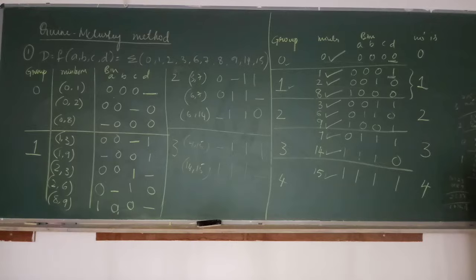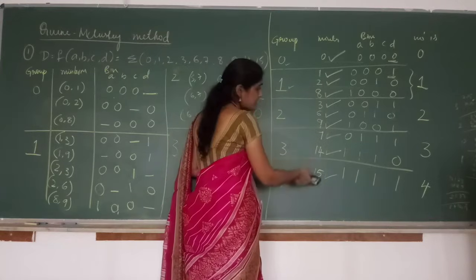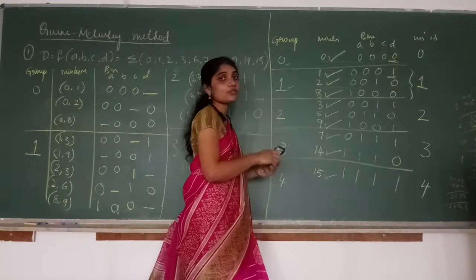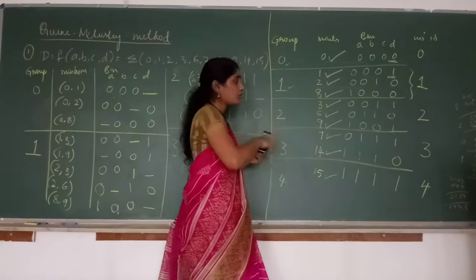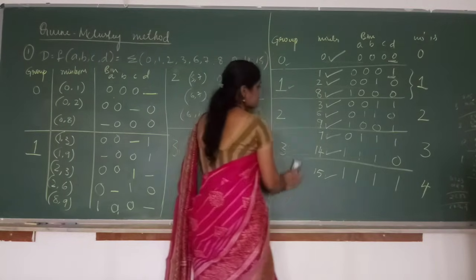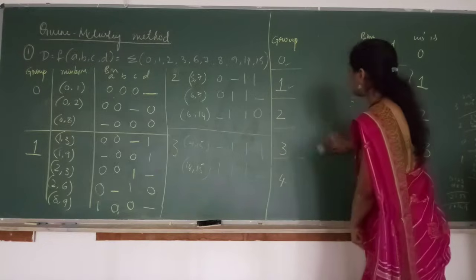Let me verify with the answer. 1 and 3, 1 and 9, 2, 3, 2, 6, 8, 9, correct? 3, 7, 6, 7, 6, 14, yeah, correct. So this is our table 2, and you have to check whether all the mean terms are ticked or not. If any of the terms is not ticked, that has to be included in the last table. But now all the mean terms are ticked. So this is our third table, right?